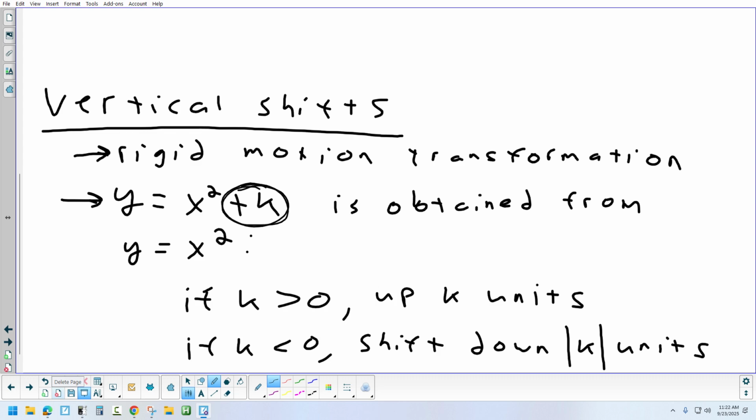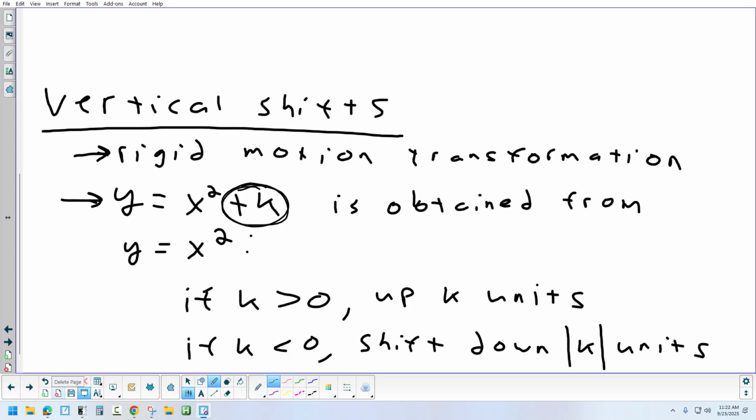Yeah. Because distance can't be negative. Right, you're moving a certain amount of units, so you wouldn't want to say something like shift down -5 units. That doesn't make sense. You can shift up 5, you can shift down 5. But you're always moving a positive number. Okay, down is the negative.